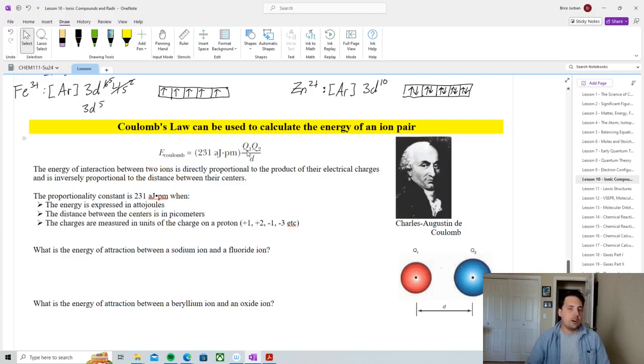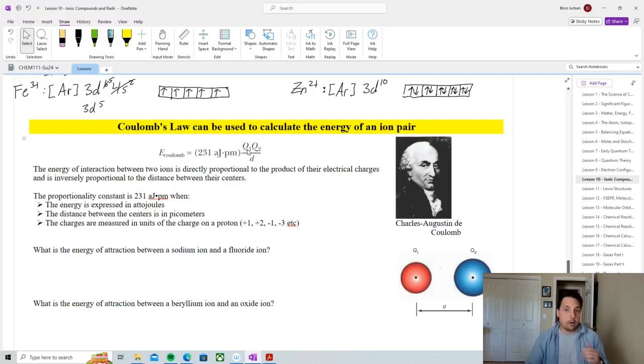Q is the charge of whatever ions that we're dealing with, and d is the distance between the centers of these ions that we're looking at. So when I have two ions that come together, because they have opposite charges, they're attracted very strongly to each other. And this energy equation helps us understand how attracted they are to each other.